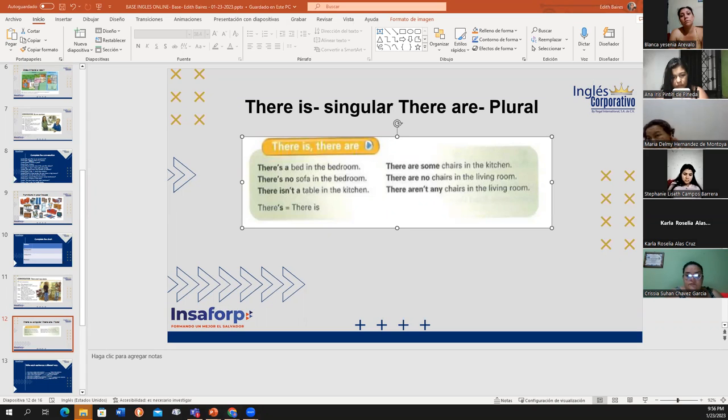Let me take attendance. Just let me call your names and let me know if you are here or not. Okay, just a moment. Alexander Campos. Y si tiene un problema con su micrófono, me puede escribir aquí en el chat, ¿ok?